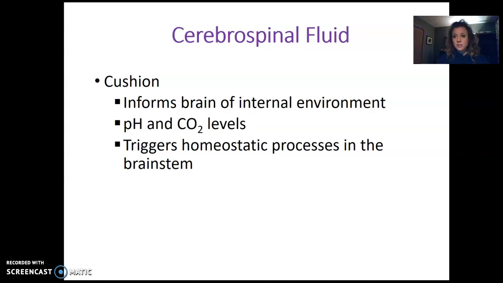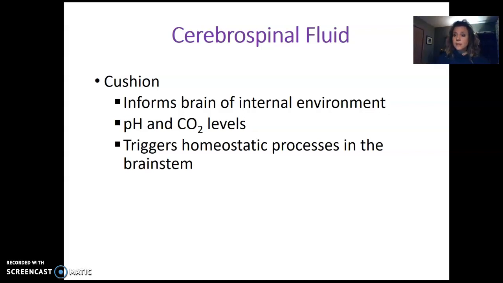So pH is a measure of hydrogen ion concentration. And carbon dioxide dissolved in the blood is going to directly affect the amount of hydrogen ions that we have in our blood. So the more carbon dioxide that's in our blood, the more acidic our blood is. So if you up the carbon dioxide, that means that you're increasing the amount of hydrogen ions, and it means that you're decreasing the pH, making it more acidic. Well, all of these ions are going to filter into the cerebrospinal fluid as well.